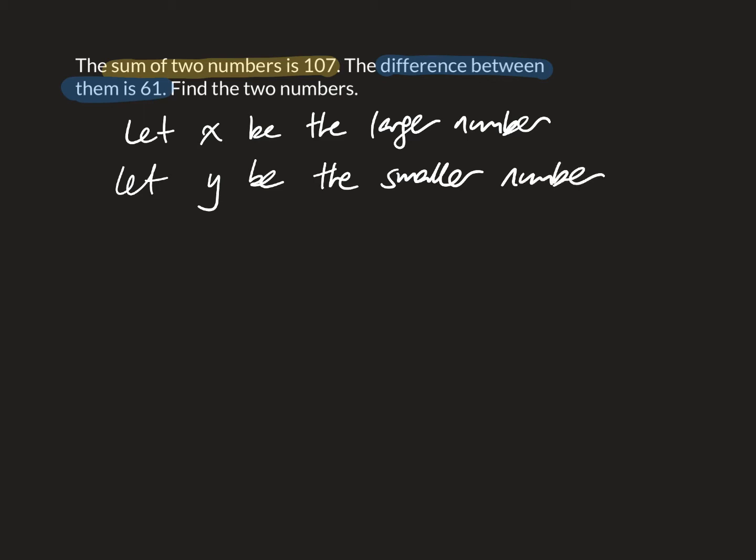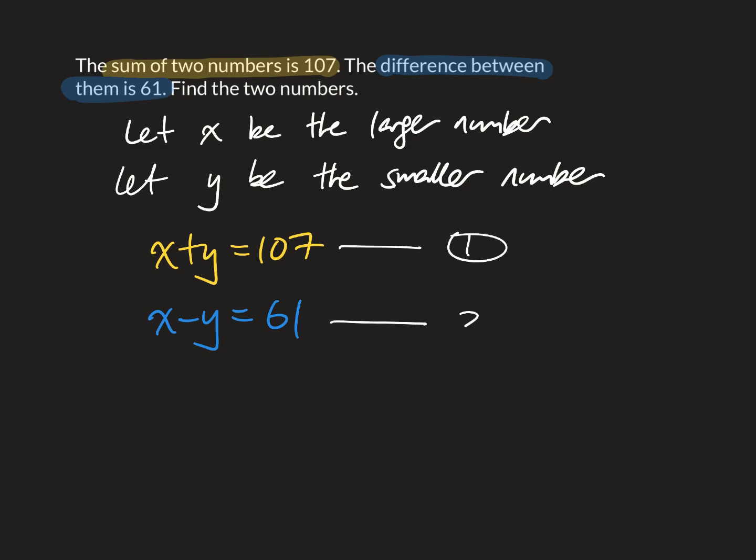So now let's construct the two equations. From the first relationship highlighted in yellow, the sum of both of them is 107. So we say x plus y is 107. The second relationship is the difference is 61. So since we know x is the larger number, we can say the larger number, subtracting the smaller number, the difference is 61. Wow, we have a pair of simultaneous equations. You can actually solve for both numbers, x and y, just by solving these two equations.